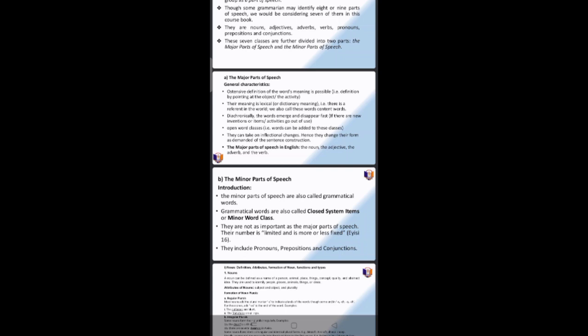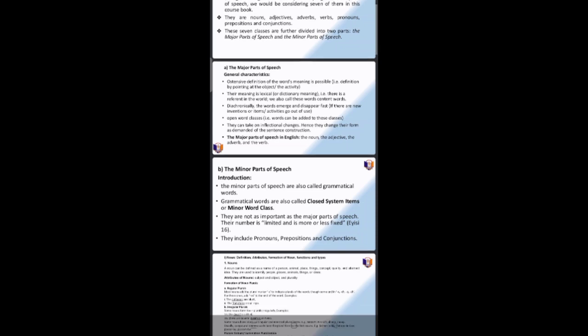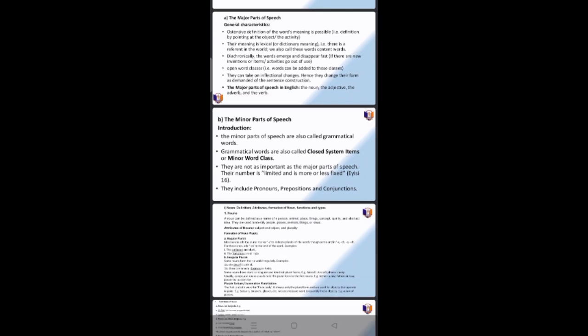2. Their meaning is lexical or dictionary meaning. That is, there is a referent in the word. We also call these words content words. 3. Diachronically, the words emerge and disappear fast. If there are new inventions or items, activities go out of use. 4. Open word classes.